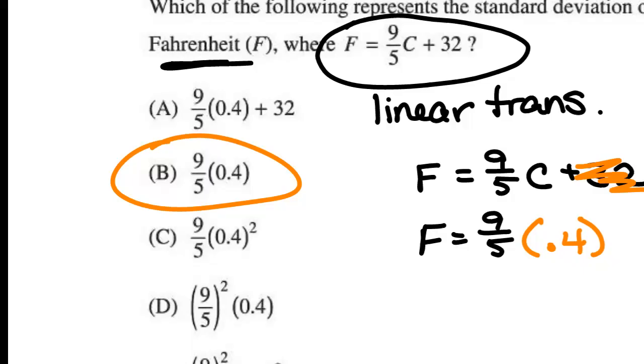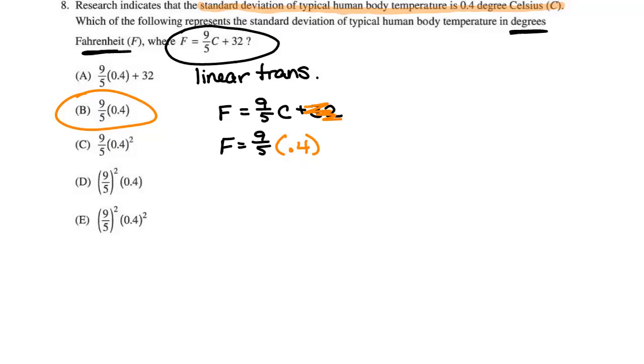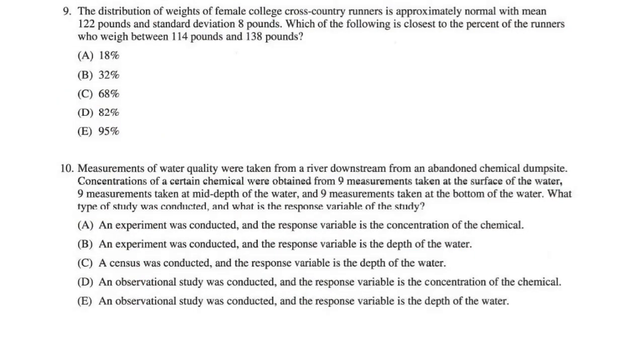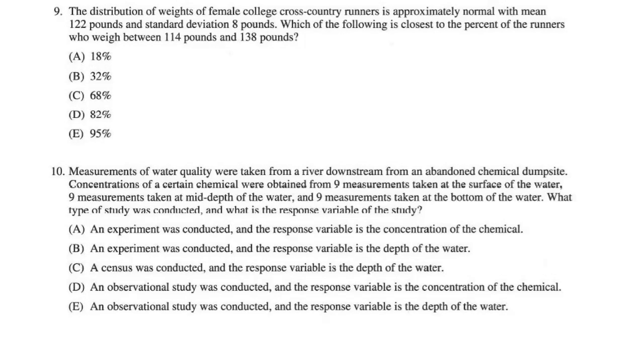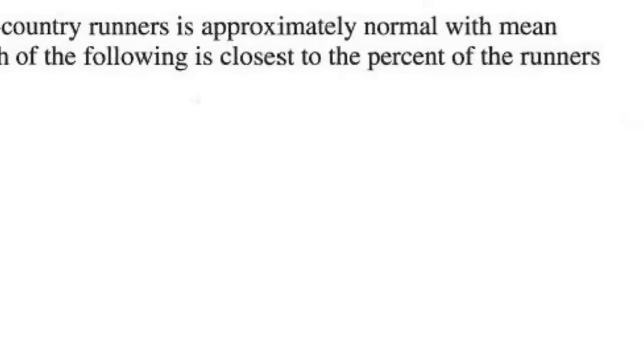Question 8 was about a 50-50 split. Question 9, most people got this one correct. There's a couple different ways you could go about approaching this problem, but there's a word up here in number 9, 2 words actually, approximately normal, that makes me light up, because when I see approximately normal on a question like this, I'm going to be able to use my calculator.